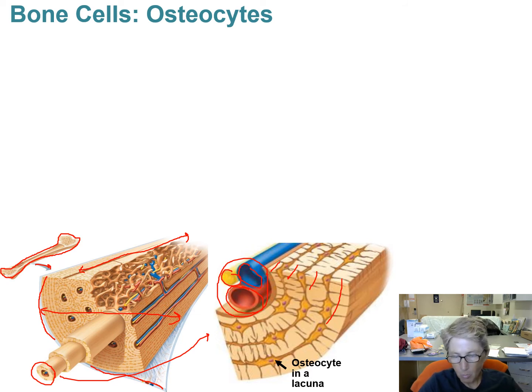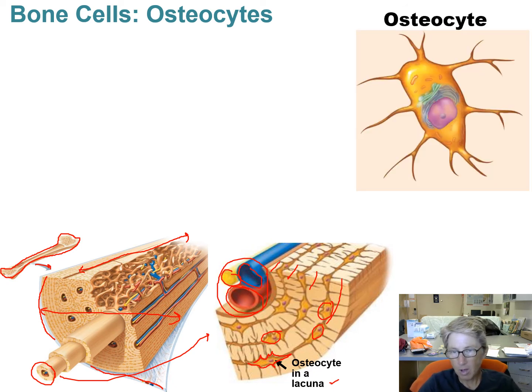And in this cartoon, what I'm pointing out here is an osteocyte in a lacuna. So remember, there were chondrocytes that lived in lacunae, and lacuna just means little lake. So here's a single osteocyte living in the bone, and where it lives is called a lacuna. Here's another osteocyte in a lacuna. Here's another osteocyte in a lacuna.